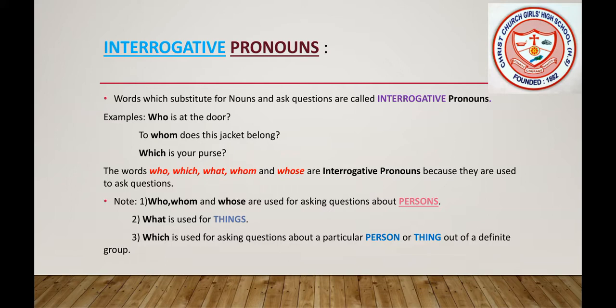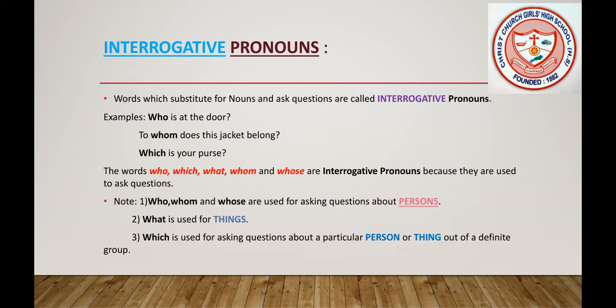Second sentence, to whom does this jacket belong? So whom is an interrogative pronoun used for asking a question. Similarly, in the third sentence, we have, which is your purse? So which is also an interrogative pronoun because it is used for asking a question. So students, the words like who, which, what, whom and whose are interrogative pronouns because they are used for asking questions, as we have already seen in the above examples.